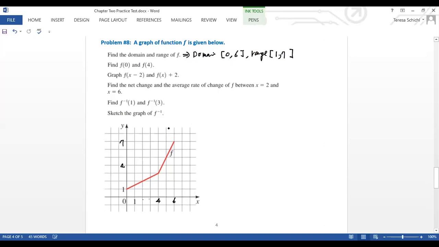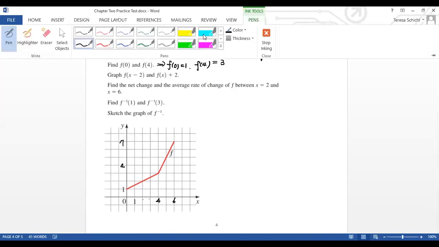So both are brackets, right? Okay, so now let's take a look at f of 0. So f of 0, that means when x is... what is the value of x? It's 1, right? So I know f of 0 equals 1. Okay, so what is f of 4? When x equals 4, what is the y value? The y value is 3, right? Okay, so now let's say graph f of x minus 2, see here.